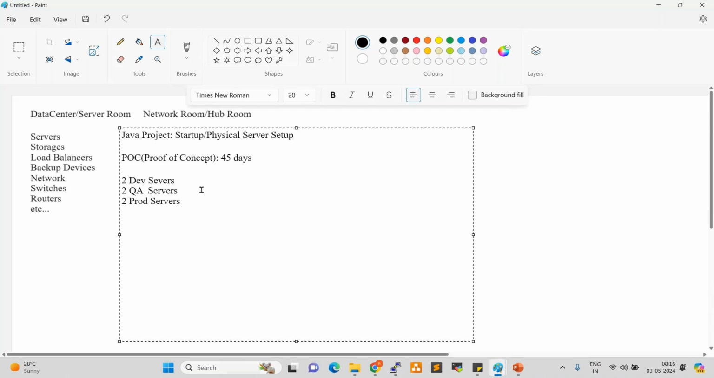Because developers develop the code in development servers, right? So for the first 30 days, developers develop the code in development servers. Once development is completed, testing should happen after that. From 31 days to 40 days, testing should happen here. Okay. After that, from 41 days to 45 days, production deployment will be happening, right?